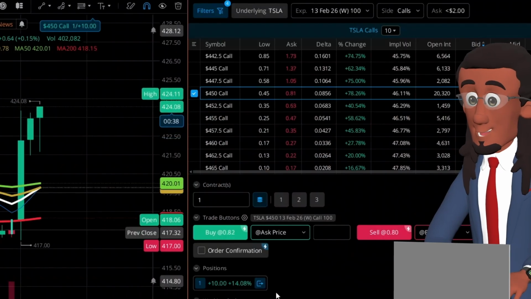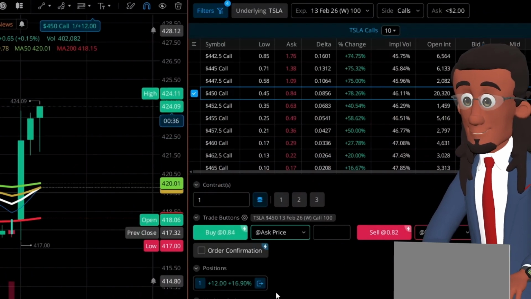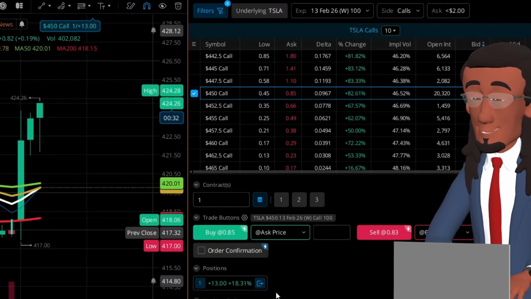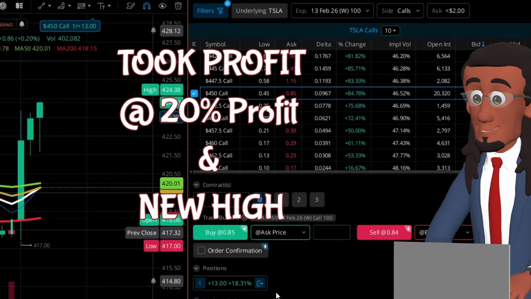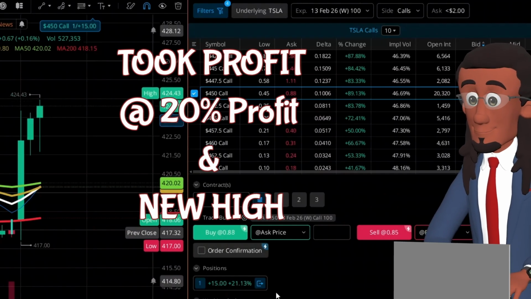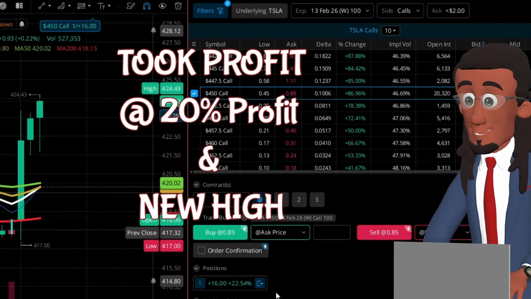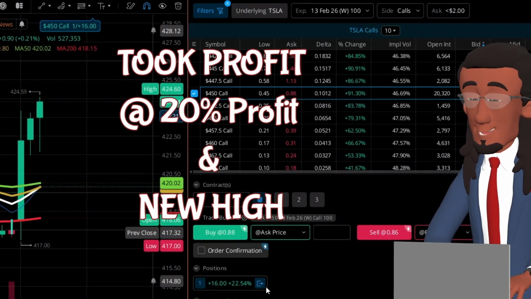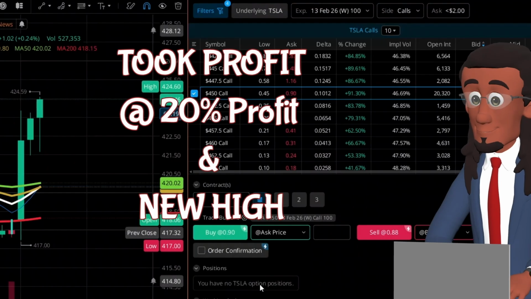All right, so here we go. We had a tail bar and now we have a push. Boom. So we have a new high price and we're approaching 20%. So we're going to take profit at the new high and at the 20% profit mark. All right. And you could do it too. Trading Tesla options with $100.